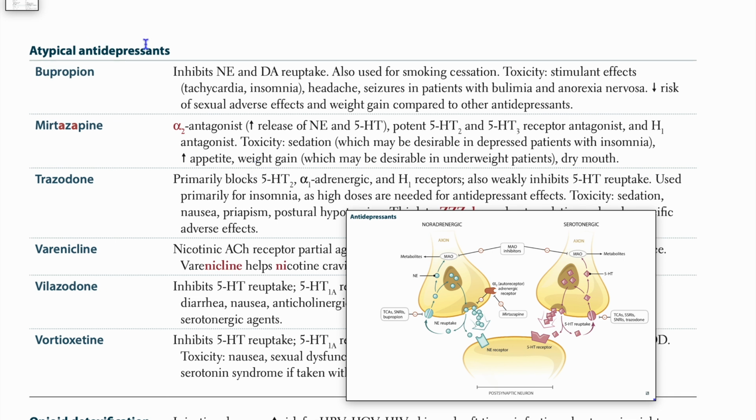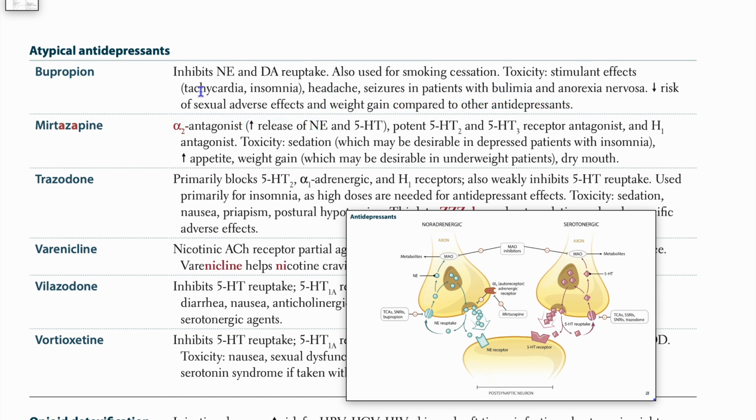Atypical antidepressants. Bupropion inhibits NE and DA reuptake. Also used for smoking cessation. Toxicity: stimulant effects, tachycardia, insomnia, headache, seizures in patients with bulimia or anorexia nervosa. Decreased risk of sexual adverse effects and weight gain compared to other antidepressants.